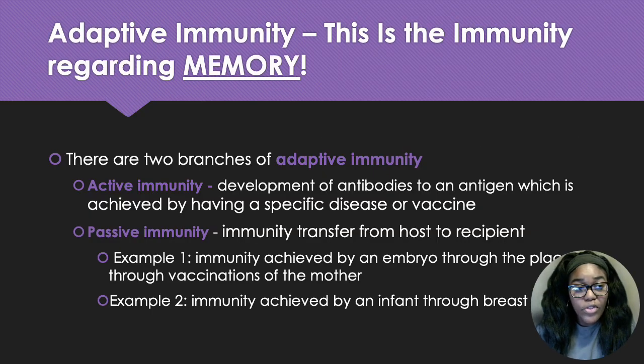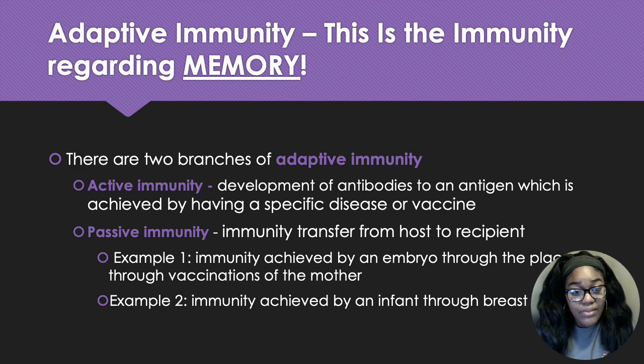So moving further into the adaptive immune response, this is the immunity response that is specific or has memory of different antigens or pathogens that have been presented to the body. When we look at adaptive immunity, there are two different types. We have active immunity, where the body is actively developing antibodies to those specific antigens. And it is normally achieved by having the disease prior, or it is achieved by having a vaccination.